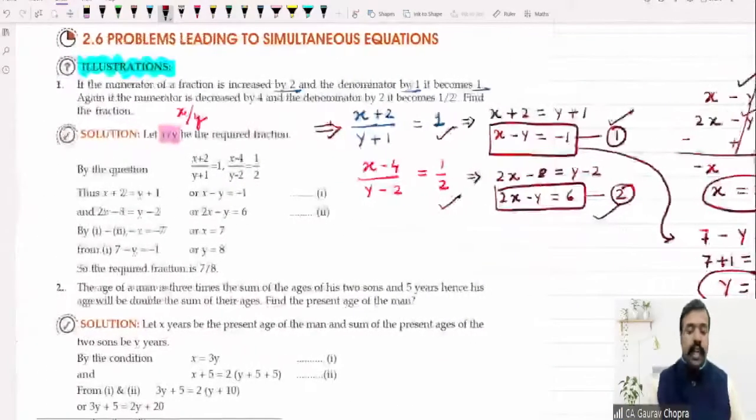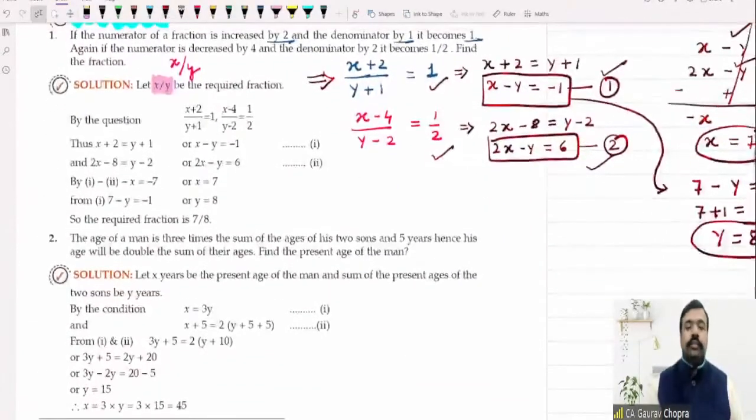Okay, so we have done the illustration number first. Now, let us move towards the second one.